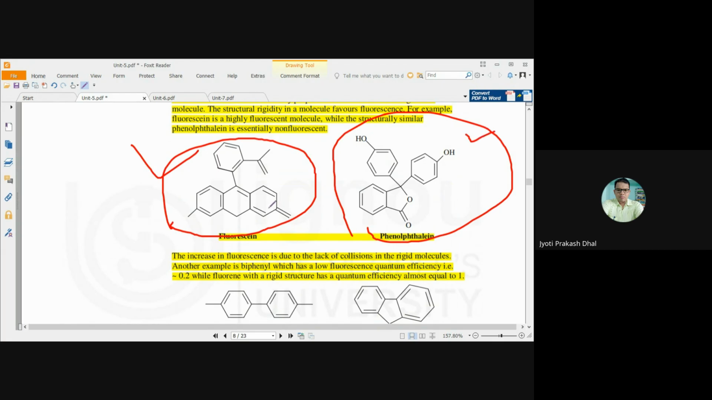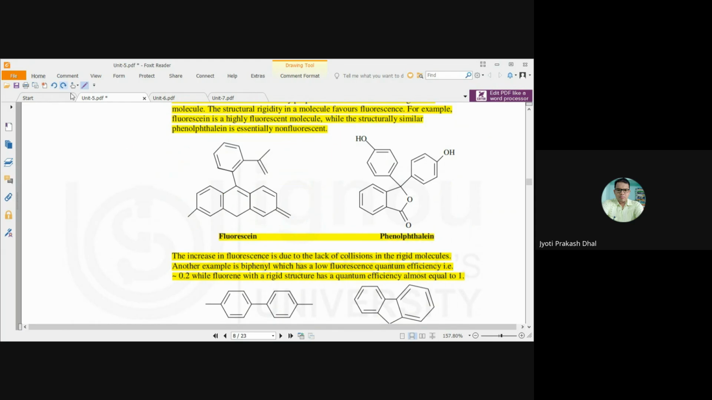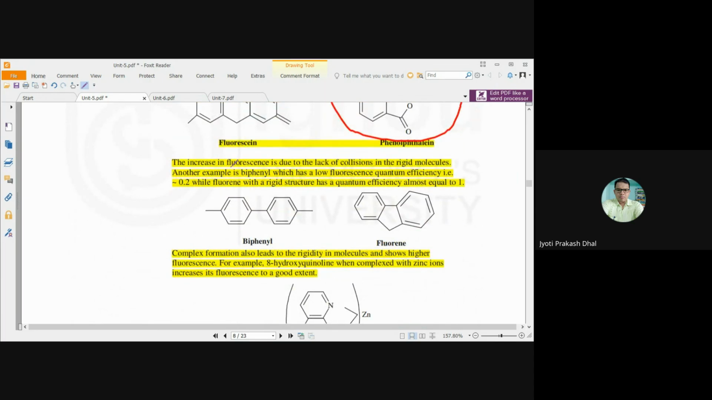So why is this happening? In the case of the molecule fluorescein, there are fused ring structures. So this is one fused position, this is another fused position. Due to this type of fused ring structure, the molecule is rigid and that is susceptible to fluorescence. But in the case of phenolphthalein, the rings are not rigid. That means the benzene rings are not rigid. So that's why it is non-fluorescent. The increase in fluorescence is due to lack of collision in the rigid molecules.